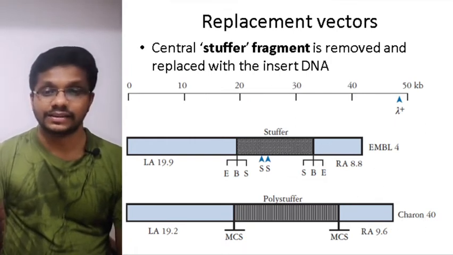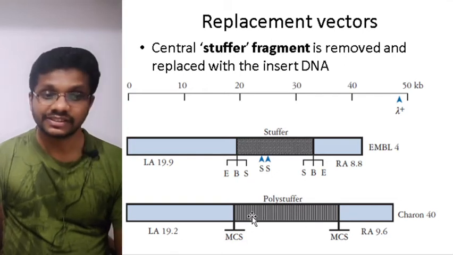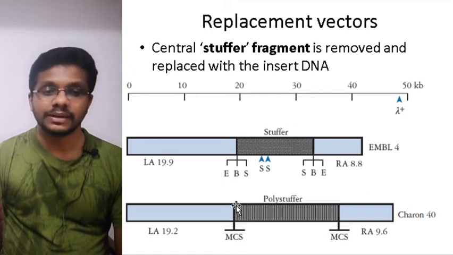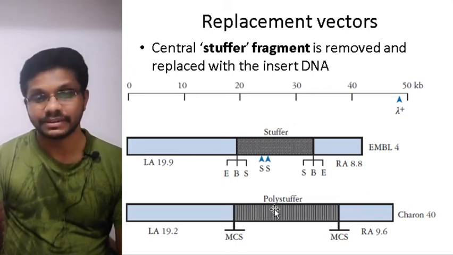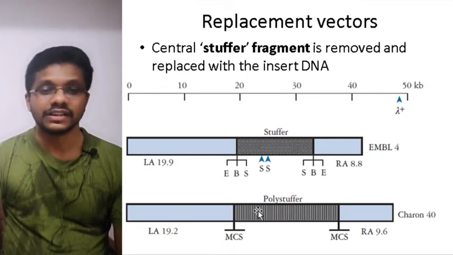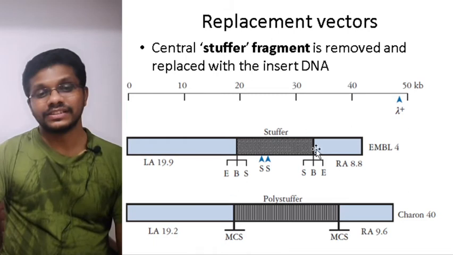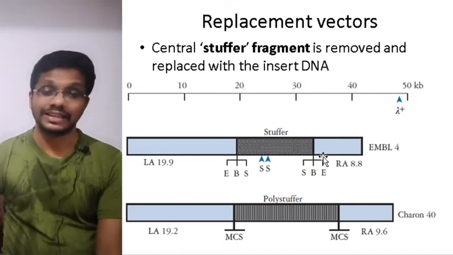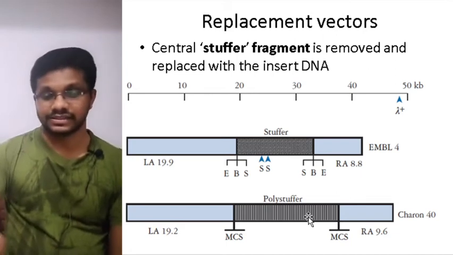Another one is Charon 14. So Charon 14 has a polystuffer. The difference is that in this stuffer we cut here and here, but in a polystuffer there are multiple restriction endonuclease recognition sites in the stuffer fragment, so it will be sliced into small pieces. The advantage is that if you are cutting only here and here, there is a chance that it will re-anneal to the original DNA during the ligation process. But if we make it small pieces, the chances are slim.